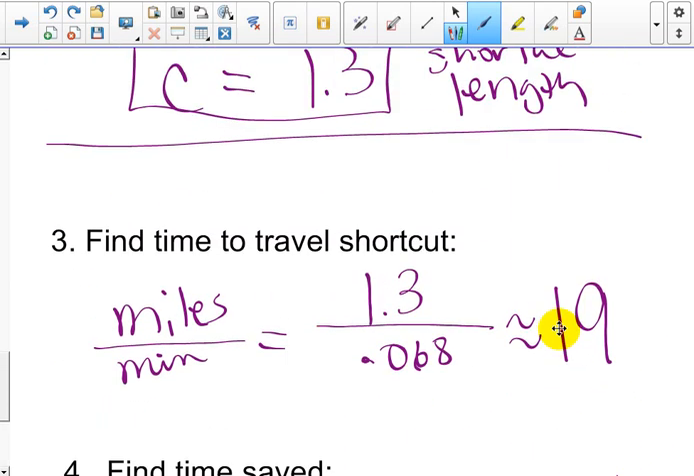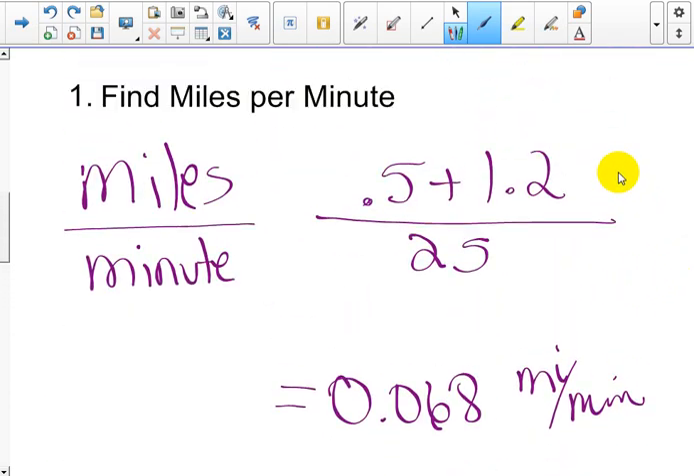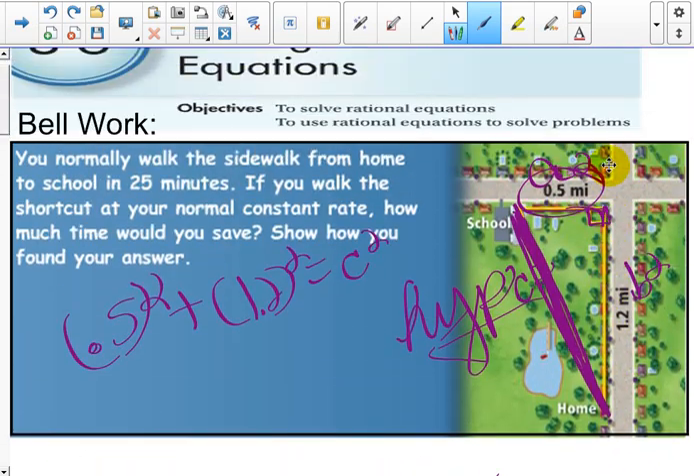Okay, so that was our bell activity. It was a long one, but it's a good one. And I'm now going to stop this and we're going to move on to the lesson.